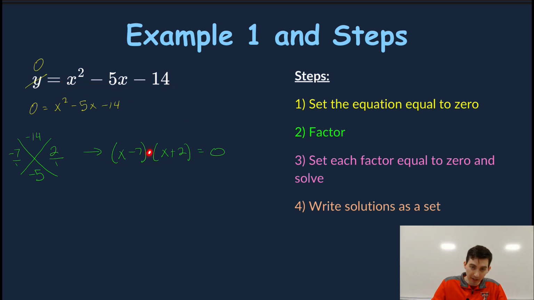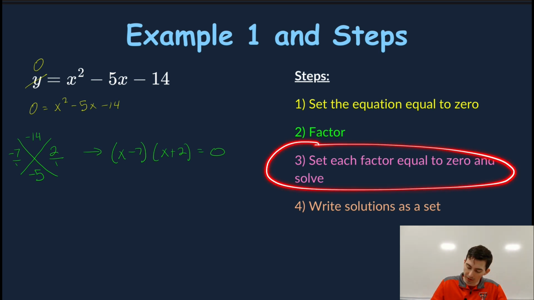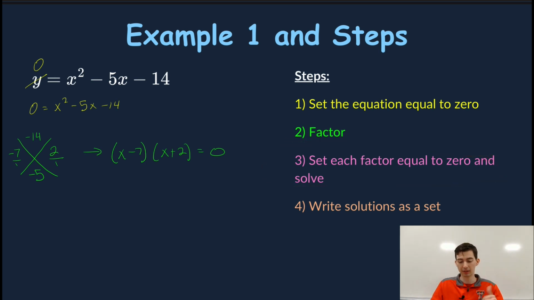And so now we're multiplying these 2 factors, and we're multiplying to get 0. So that means at least one of these, if we're multiplying to get 0, at least one of these needs to be equal to 0. Okay, and we also want to find where we're crossing the x-axis. And so what I'm going to do next, I'm going to take each of these factors and I'm going to set them equal to 0, and I'm going to solve them. So that means I've got x minus 7 equals 0, and x plus 2 is going to be equal to 0.